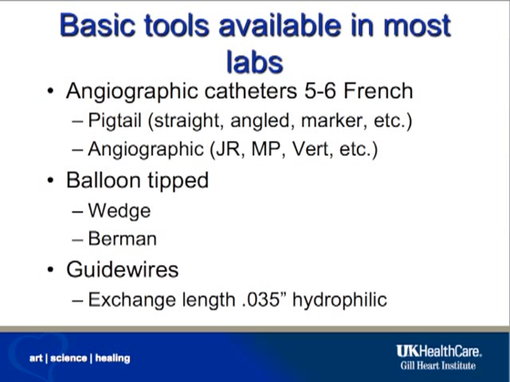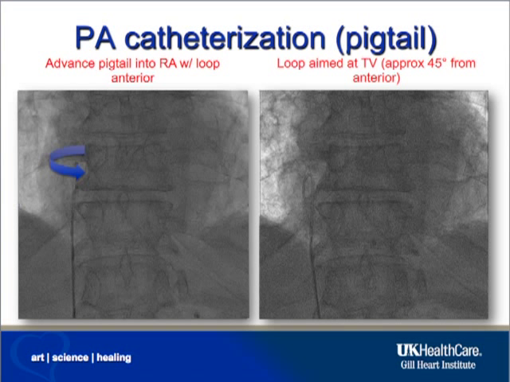The Swan-Ganz catheter is often used for right heart catheterization. We frequently use wedge catheters or Berman catheters at our institution. Guide wires are also important in accessing the pulmonary arteries and are used to direct and exchange catheters. The wire typically used in our institution is an exchange length 035 hydrophilic coated wire.